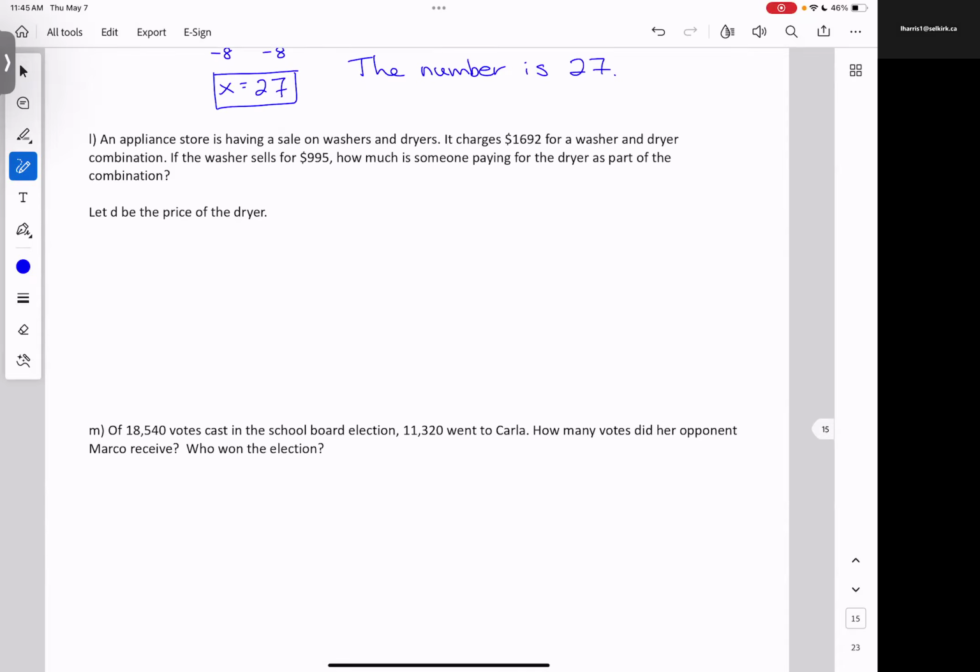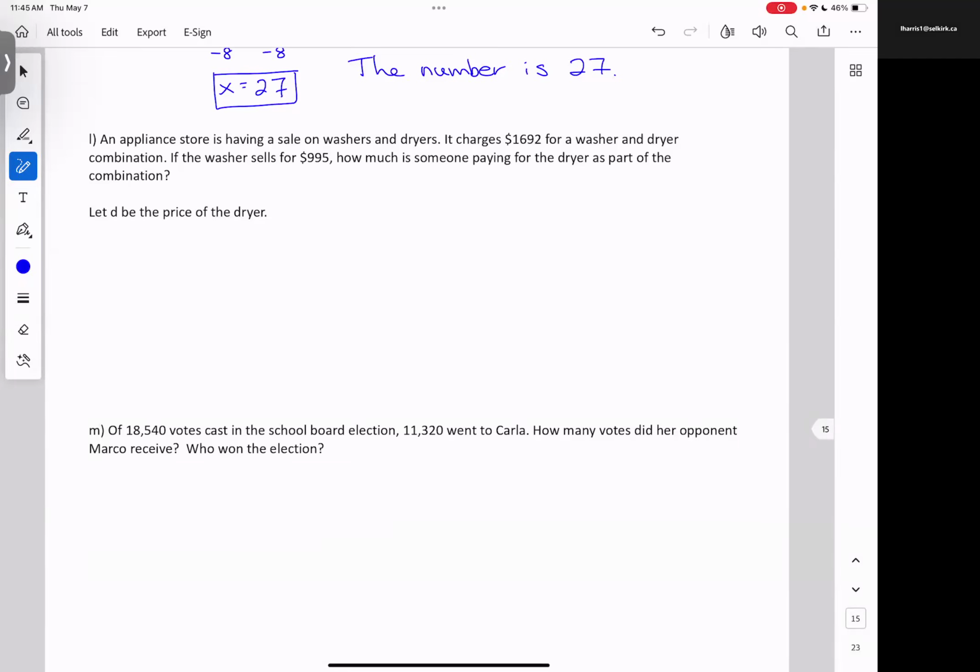We have a sale on washers and dryers. This store is charging $1,692 for a washer dryer combo. If the washer sells for $995, how much is someone paying for the dryer as part of the combination? So D is the price of the dryer.